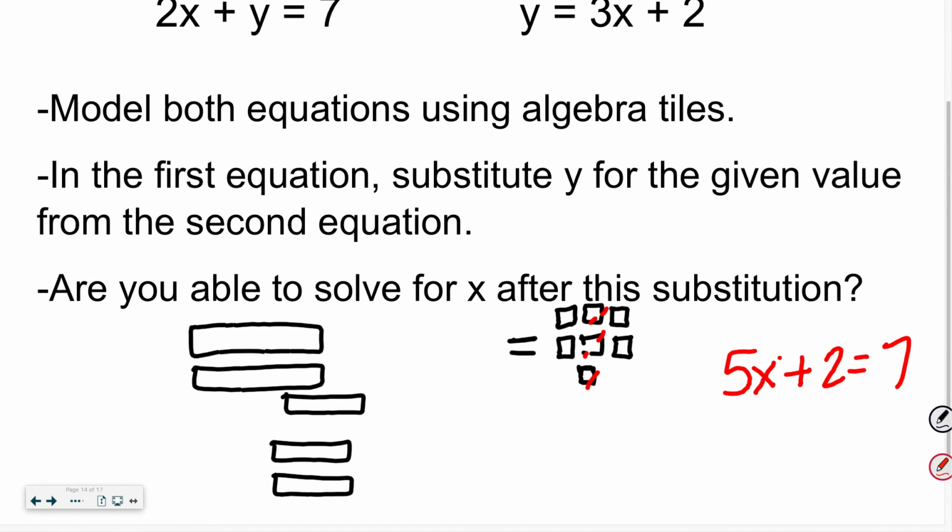If you take 2 tiles away from the left, what do you have to do to the right? Take 2 away. Why do you have to take 2 tiles away? Yeah, to keep it balanced. So now what? 5x equals 5. So what's 1x?